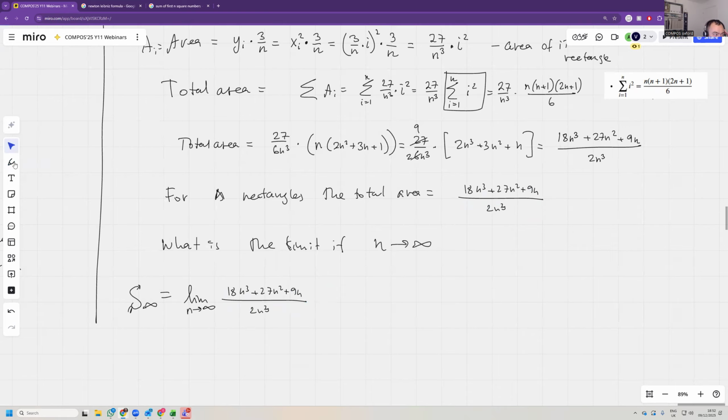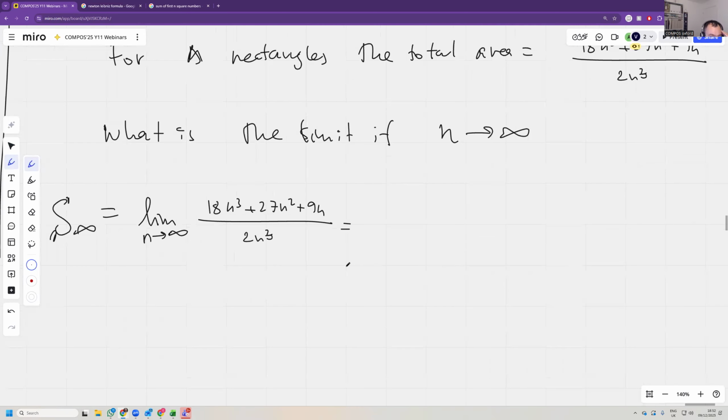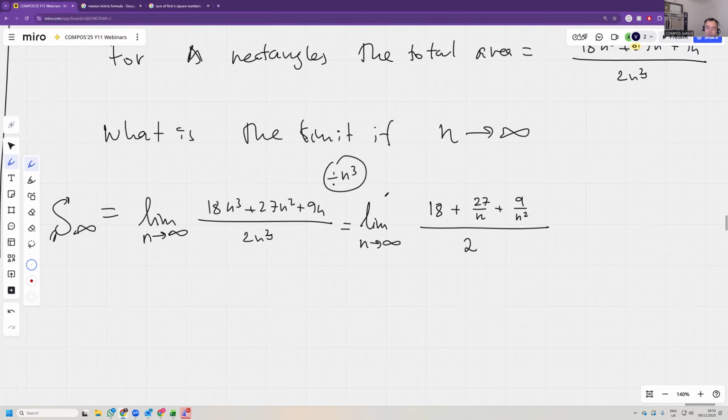To find that value, I divide top and bottom by n cubed. You'll see in a minute why I'm doing this. It's the limit as n tends to infinity. Dividing top and bottom by n cubed, that's going to be 18 plus 27 over n plus 9 over n squared, divided by 2.